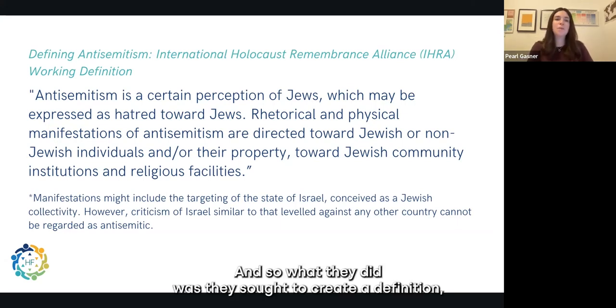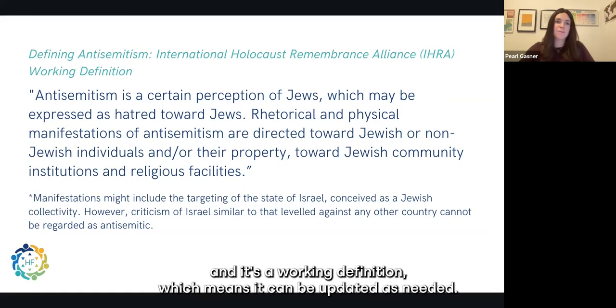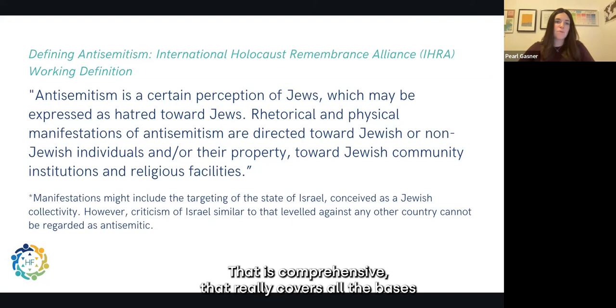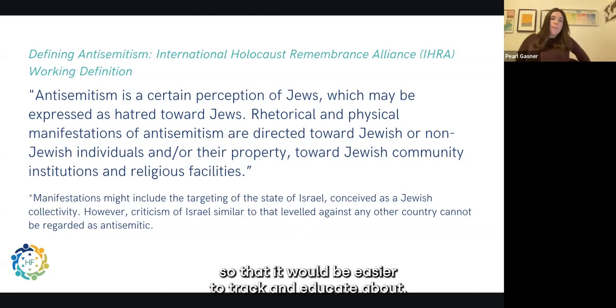And so what they did was they sought to create a definition, and it's a working definition, which means it can be updated as needed, that is comprehensive, that really covers all the bases of what anti-Semitism can look like today, so that it would be easier to track and educate about.